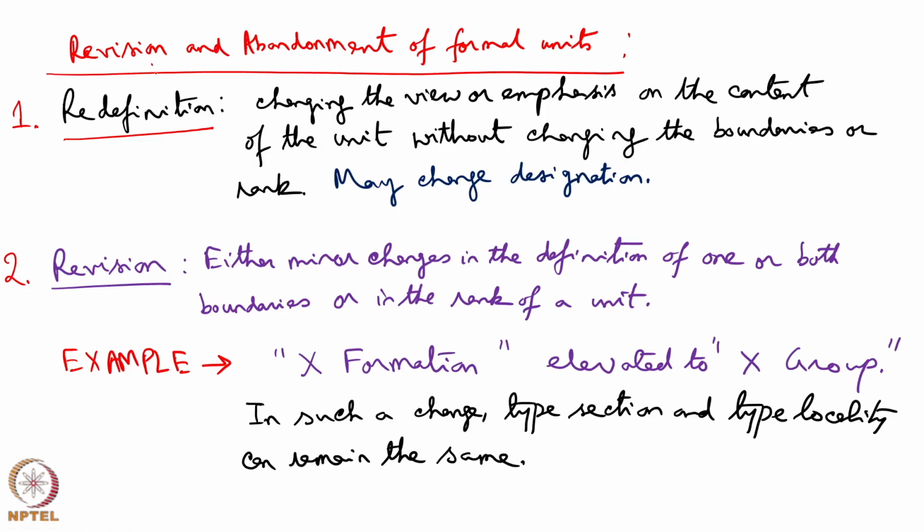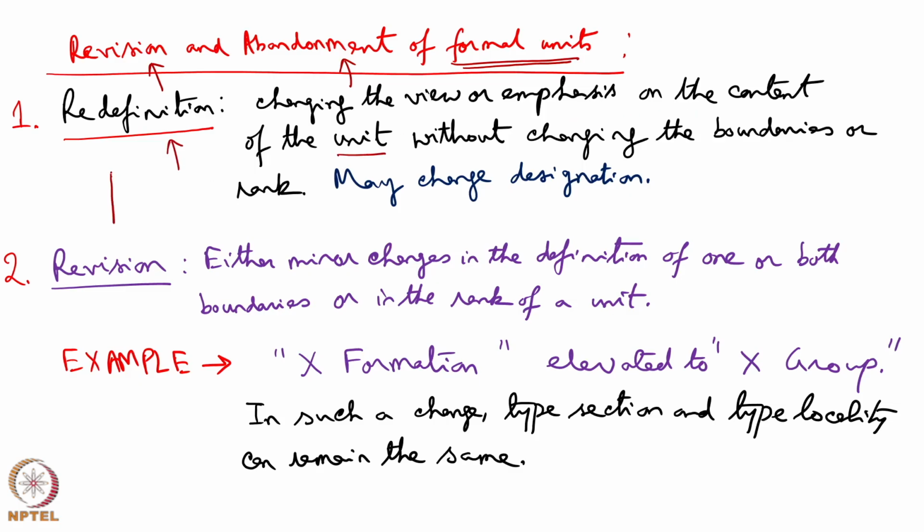How do we revise and abandon the formal units? With progress of stratigraphic studies, the stratigraphic succession has to be revised, and it is not the weakness of stratigraphy, but it is an indication that the subject is dynamic. Redefinition is changing the view or emphasis on the content of the unit.